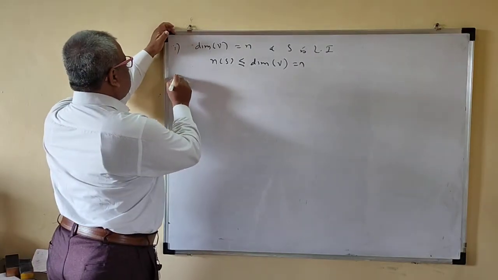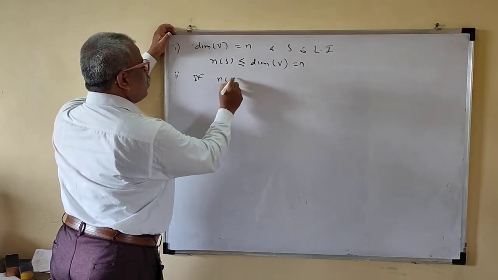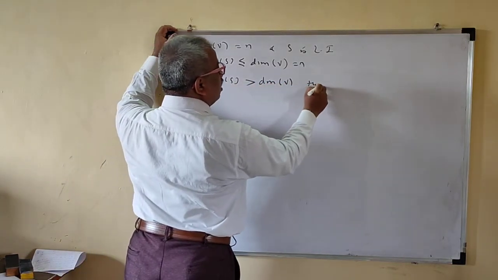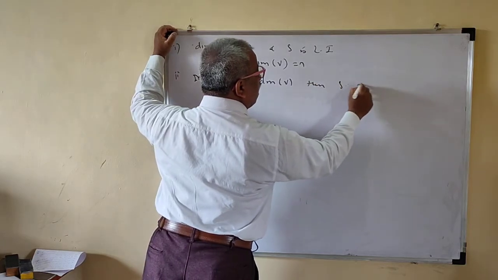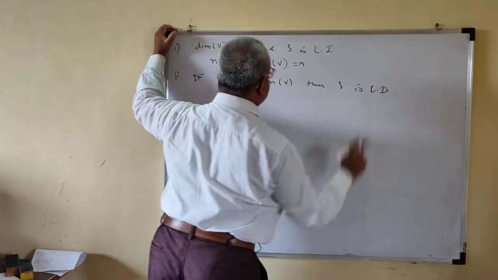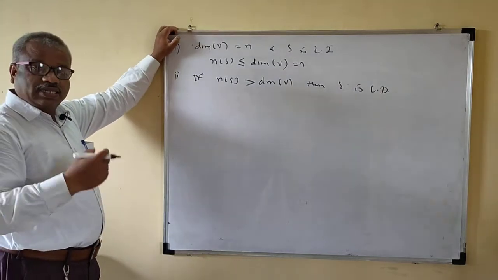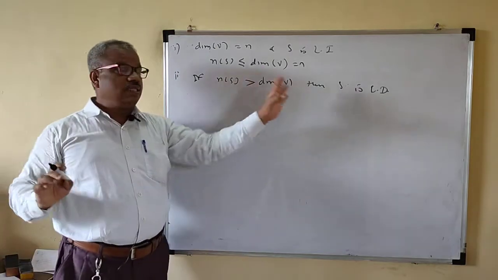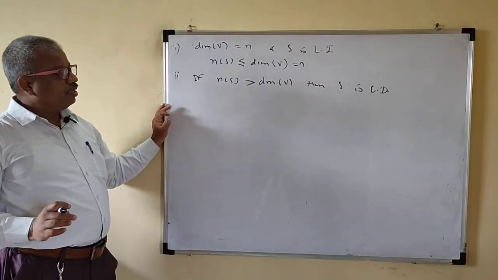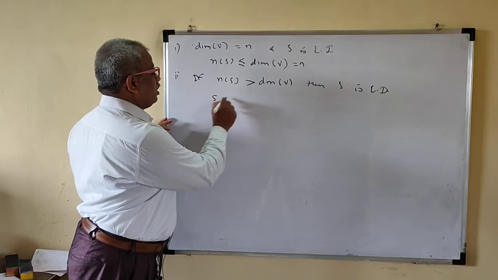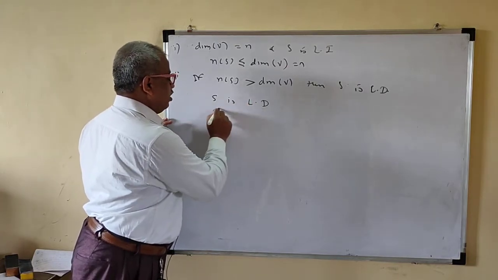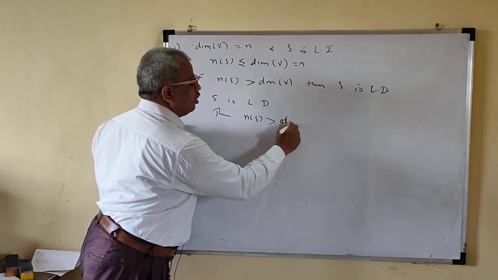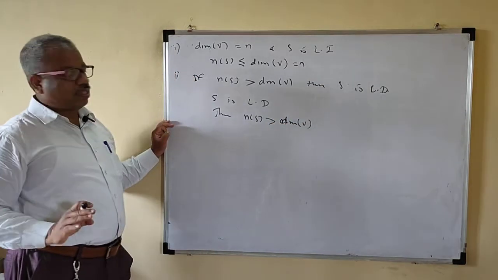If the number of elements in S is greater than the dimension of V, then S is always linearly dependent. You can be 101% sure that S is linearly dependent. But if S is linearly dependent, then the number of elements in S is greater than the dimension of V. You cannot say this.